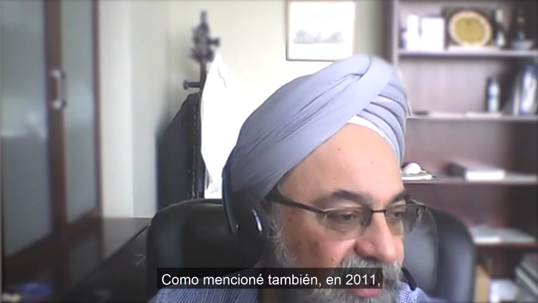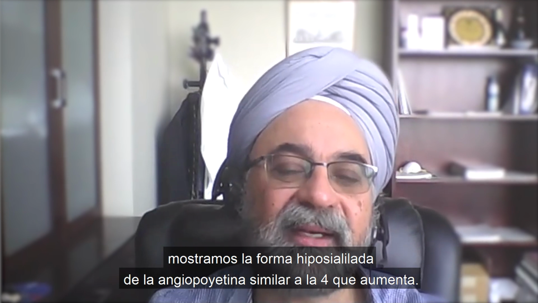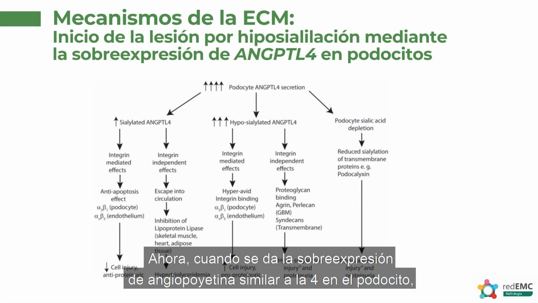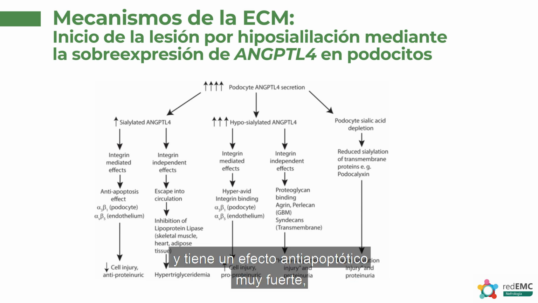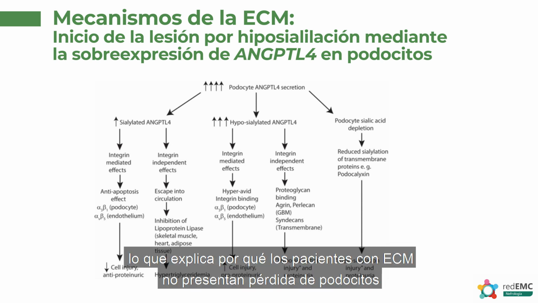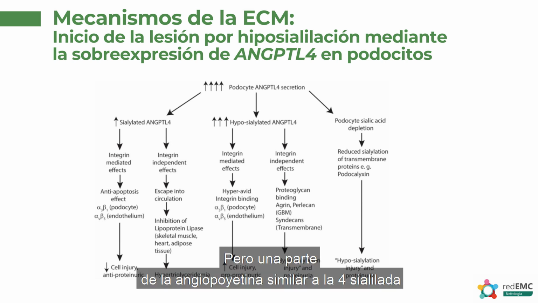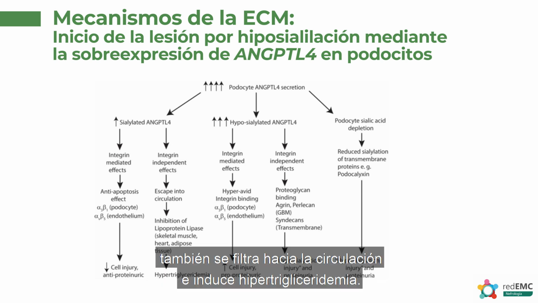And as I mentioned to you, in 2011, we showed the hyposialylated form of angiopoietin-like 4 that goes up. Now, when you have upregulation of podocyte angiopoietin-like 4, some of it is sialylated and has a very strong anti-apoptotic effect, which is exactly why patients with MCD do not get podocyte depletion or interstitial fibrosis. But some of the sialylated angiopoietin-like 4 also leaks into the circulation and induces hypertriglyceridemia.